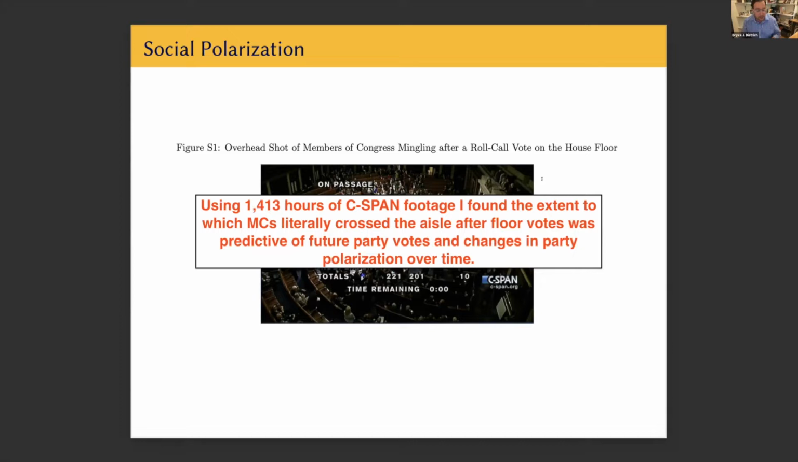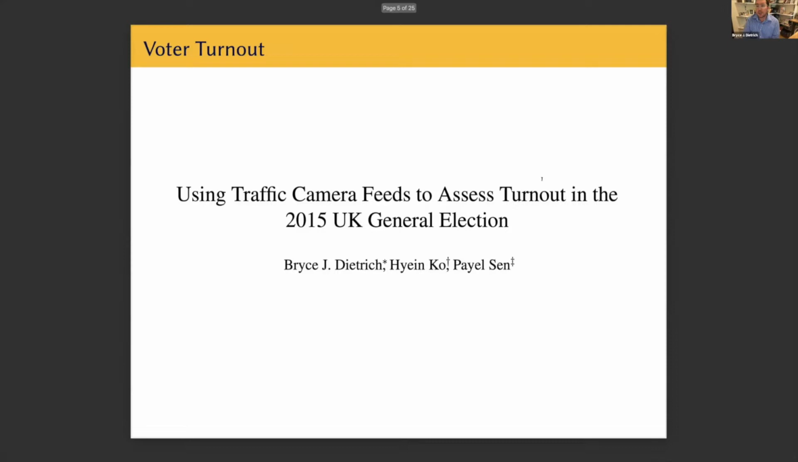So the reason why I begin with this study is that in this study, I essentially used the difference between frames. I essentially compared frames as a basic measure of motion. This is a very basic measure that can be used in a variety of different formats, but the key is to try to find an empirical application that not only works from a substantive standpoint, but methodologically as well. So the second piece I'll talk about is a paper that will soon be under review that uses traffic camera feeds from London leading up to the 2015 general election.